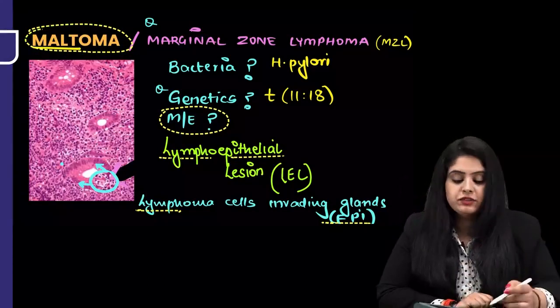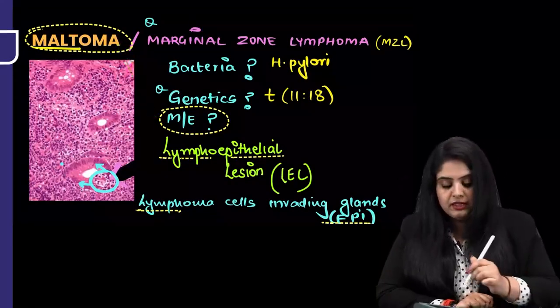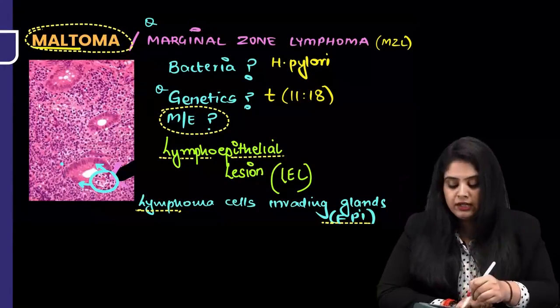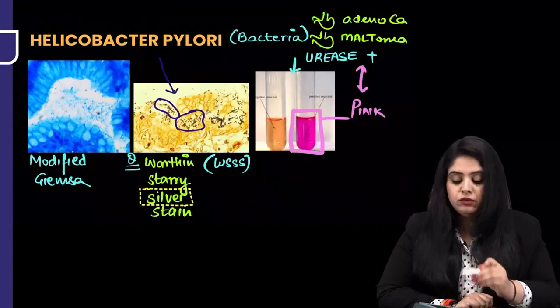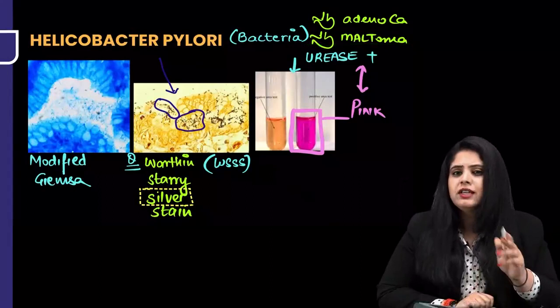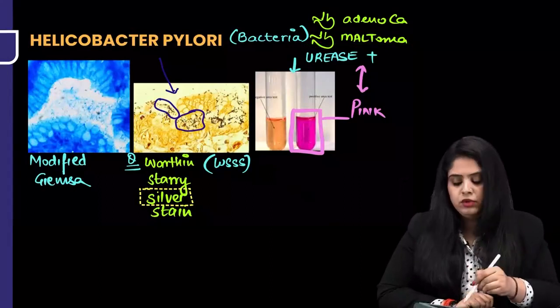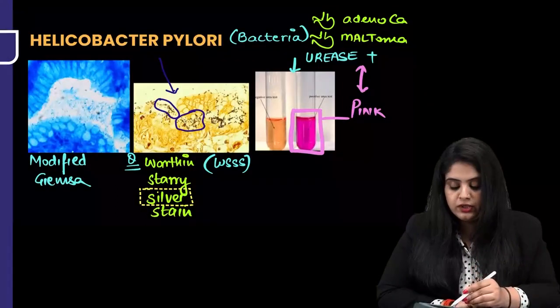So 3 stat questions. If they ask you which bacteria, it is H. pylori, translocation 11;18, and microscopically lymphoepithelial lesion. So the 2 H. pylori related ones are done. Gastric adenocarcinoma done, maltoma done. So you will say, ma'am, 1 epithelial tumor done, carcinoma, 1 lymphoma also done. What remains? No stromal tumor you've spoken about. That is not associated with H. pylori. That is totally different.